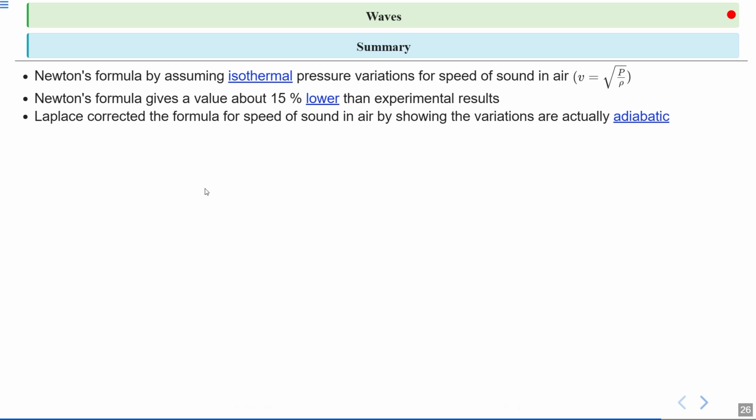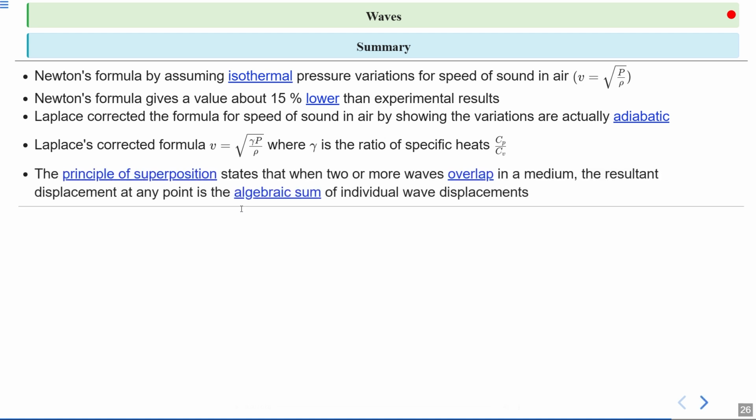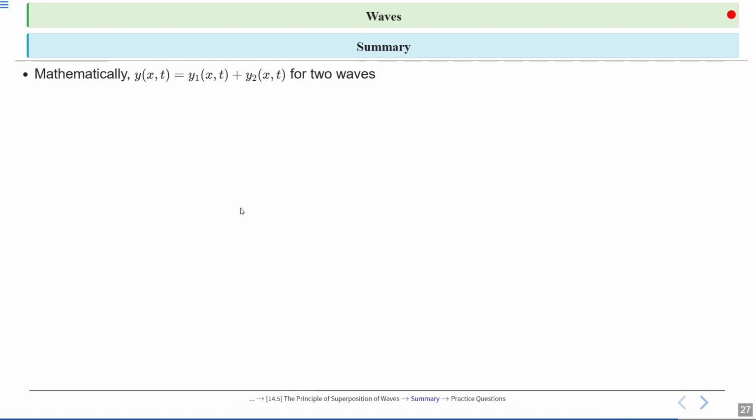Laplace corrected the formula for the speed of sound in air by showing the variations are actually adiabatic. Laplace's corrected formula is V equal to root of gamma P divided by rho, where gamma is the ratio of specific heats, Cp upon Cv. The principle of superposition states that when two or more waves overlap in a medium, the resultant displacement at any point is the algebraic sum of individual wave displacements. Mathematically, y of x,t is equal to y1 of x,t plus y2 of x,t for two waves.